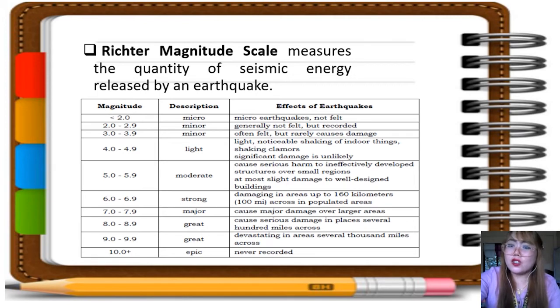Now, let's try. What is the description of magnitude 5.0 to 5.9? Very good! The answer is moderate. How about the effect of magnitude 7 earthquake? You are correct. Magnitude 7 can cause a major damage over larger areas. Do you understand now how to use the Richter scale? Fabulous!